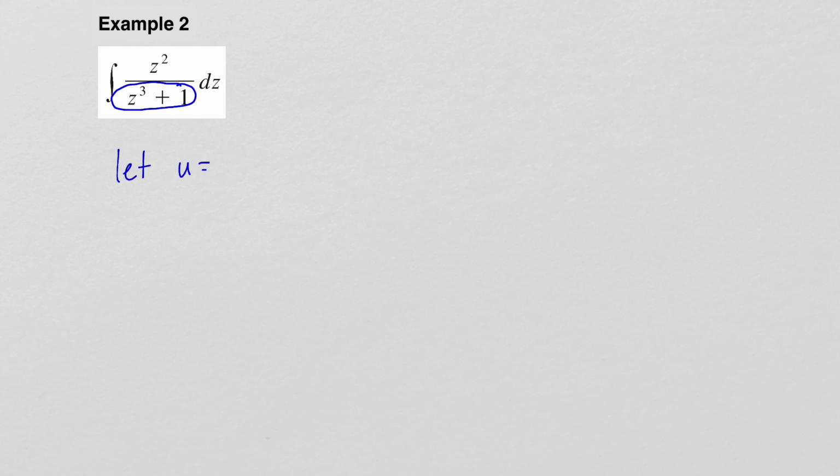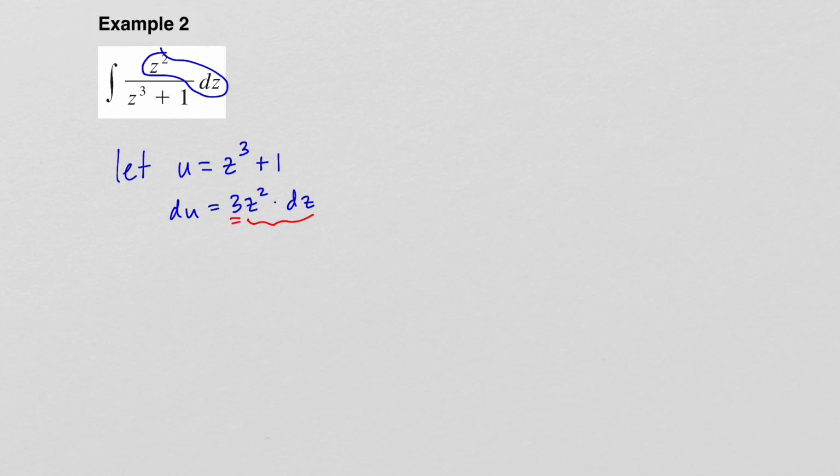I'm going to let u be equal to z to the 3rd power plus 1, and let's see what happens if I do that. du, of course, is 3z squared times dz. And you'll notice that we have z squared times dz right there. And that's really good. That's what we need. Okay, but we do not have the 3 there.